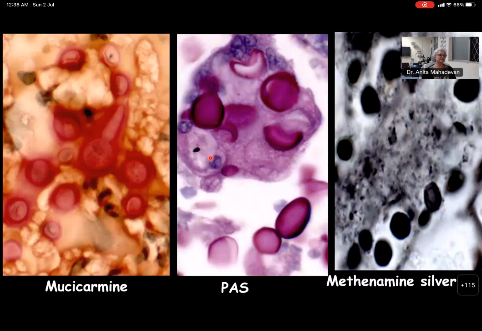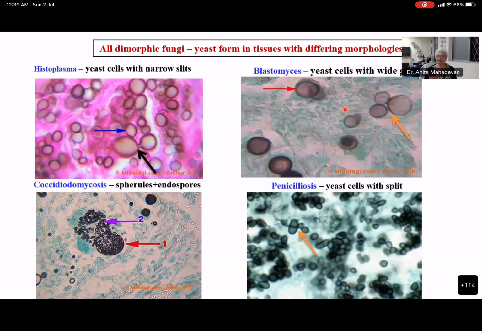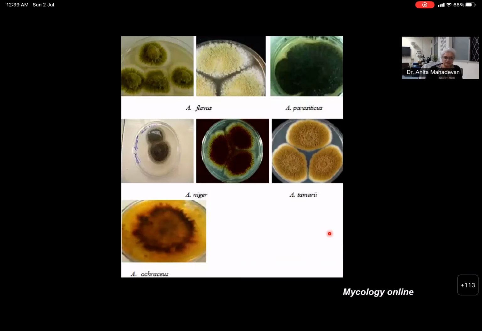Is that clear? So this is mucicarmine, this is PAS, and then methenamine silver. Remember, mucicarmine picks up the capsule, whereas PAS and methenamine silver pick up the cell wall. So those are the three stains that we do. The other dimorphic fungi, you can differentiate based on the type of budding and the slits. Histoplasma has very narrow slits. Blastomyces has a very wide gap between the yeast forms. Coccidioidomycosis typically has spherules with bursting out endospores like this. Penicilliosis has this kind of a split across the yeast forms. These are all morphological, but the final identification has to be with the culture characteristics that you see.